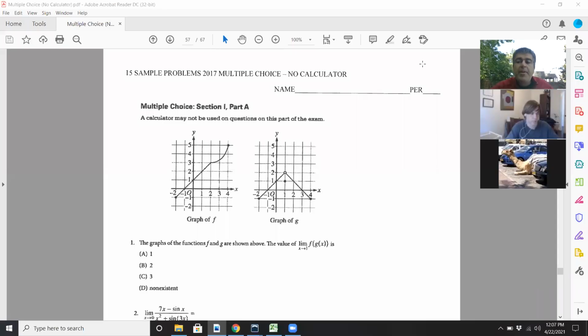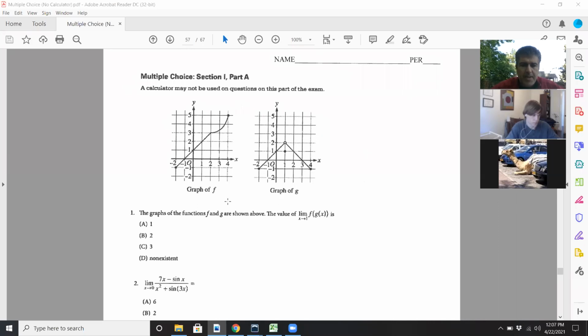We're now recording. So this is the AP study group on Thursday, April 22nd, the 12 to 1 o'clock session. We're covering multiple choice non-calc, working on the pale lavender packet. More specifically, working on the 15 sample problems near the end of that packet. I'm going to cover numbers 1 through 5 before we go into breakout rooms.